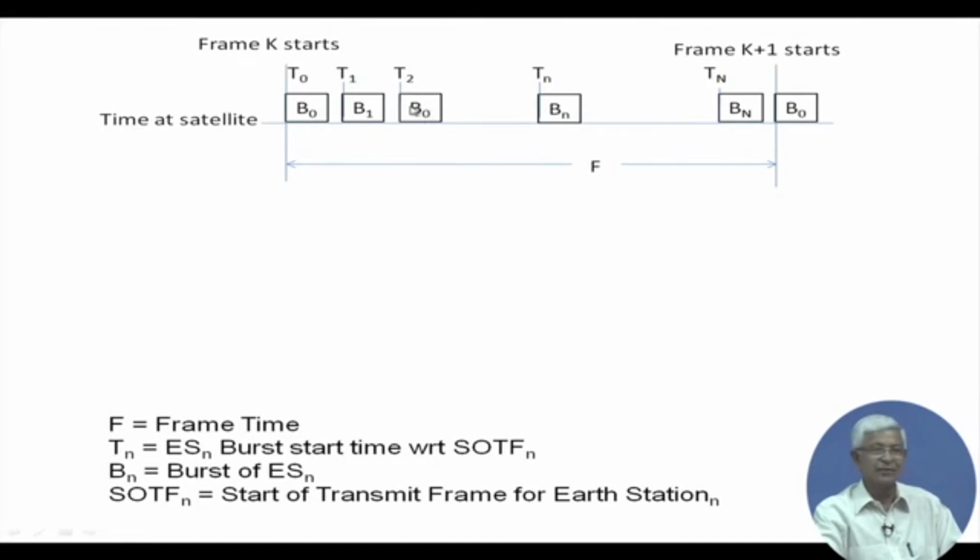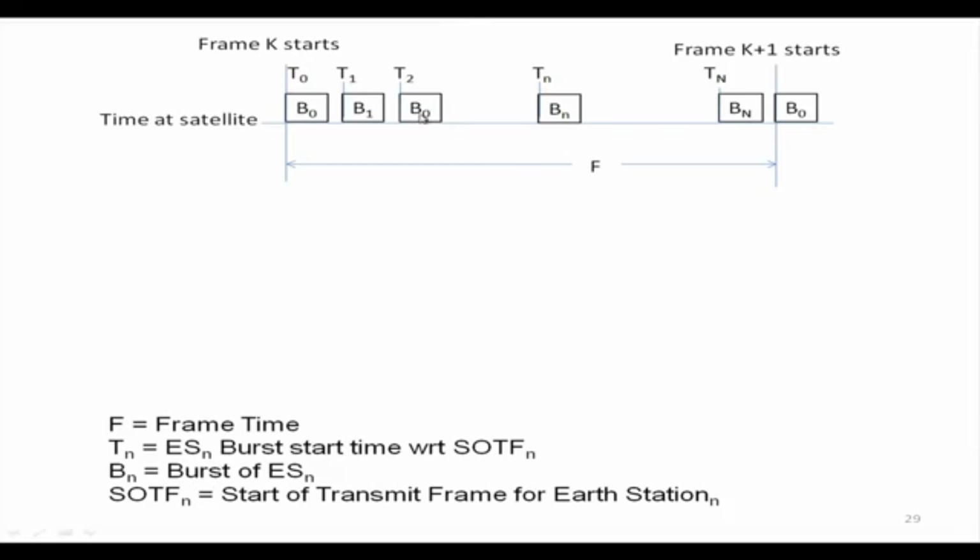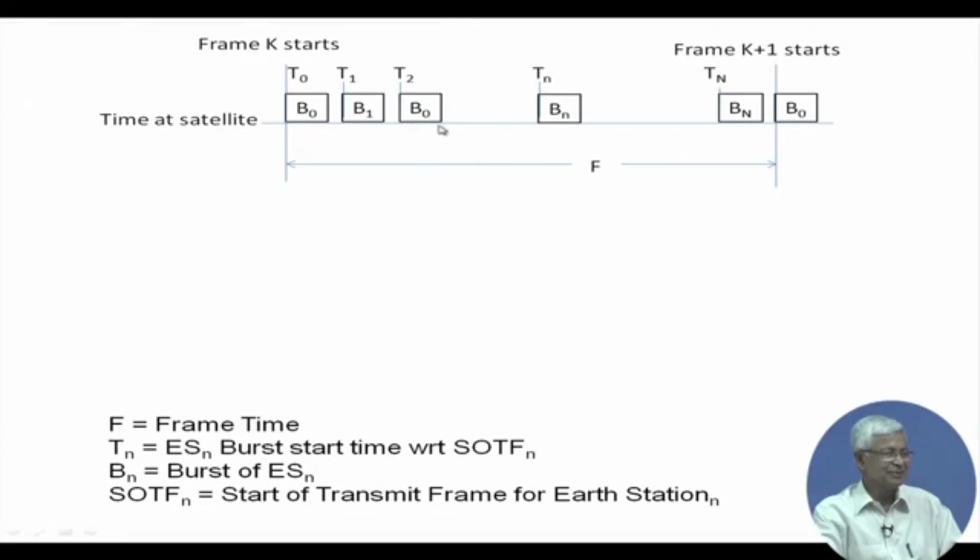It could be another reference burst also, as we discussed during our TDMA discussion, that there could be a single point failure. So, there will be at least 2 reference stations. That is why it could be B0 also, but let us take that this is a mistake and we take it as B2, and the nth is Bn. There are capital N stations, so the last one is B capital N. So, the start times are T1, T2, up to Tn with respect to T0. F is the frame time, Tn is the station n burst start time with respect to the start of transmit frame, and Bn is the burst of station n.